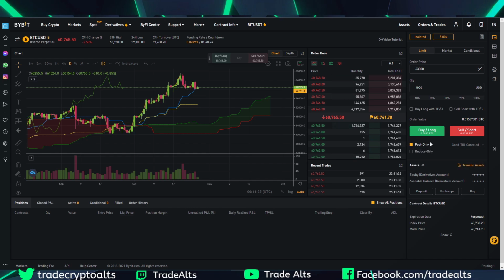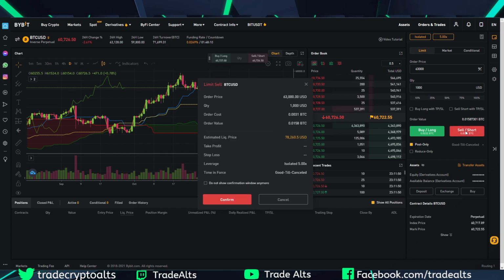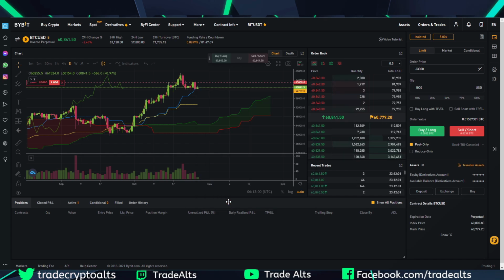So for those of you that want to make sure that your trades are being entered as a limit order, make sure that the post only box is checked. So again, here's your limit order, 63,000. Let's just say you click sell short. It's going to give you the same details here. Your estimated liquidation price is $78,260.50. Again, this is on 5x leverage. Looks good to me. Click confirm.